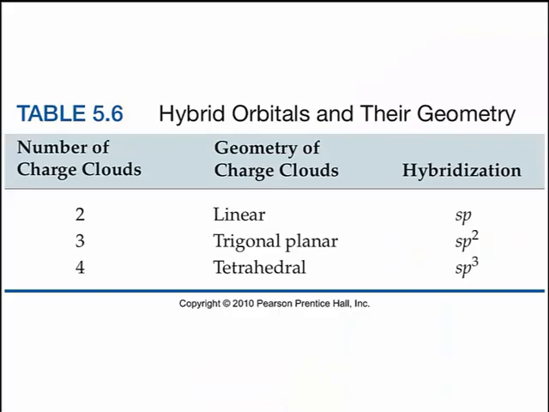Right? So if you've got 2 charged clouds, it's linear, it's sp. 3 charged clouds, trigonal planar, sp2. 4 is tetrahedral, sp3. Right?